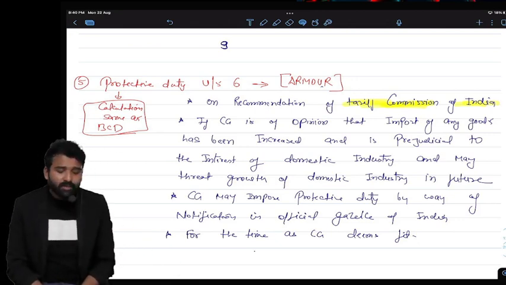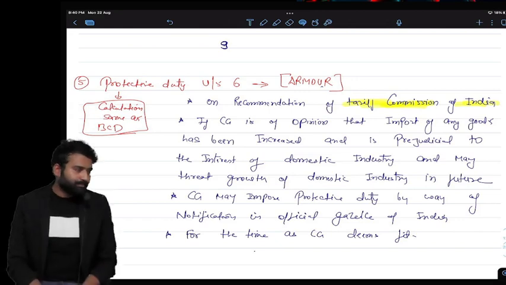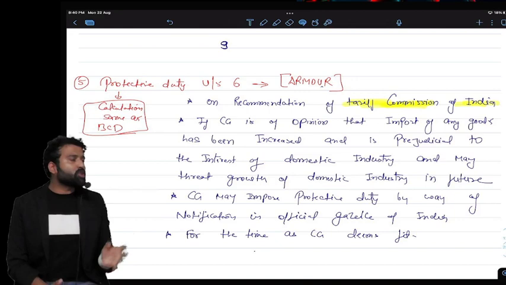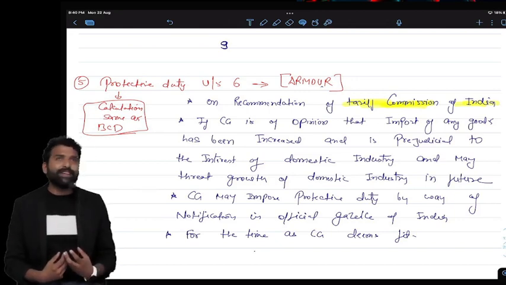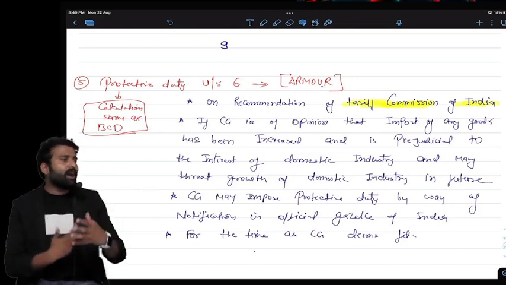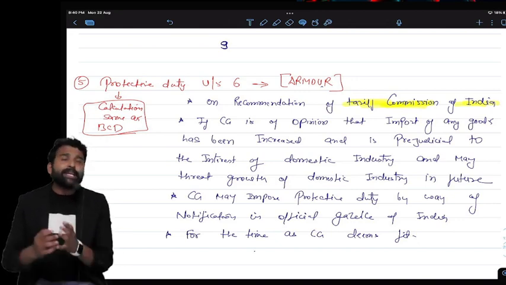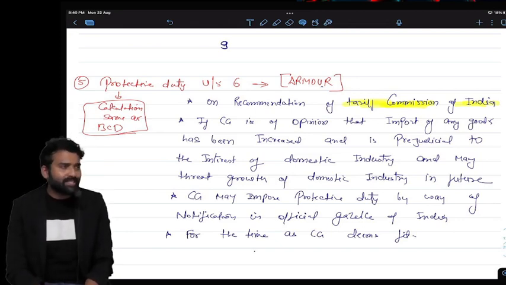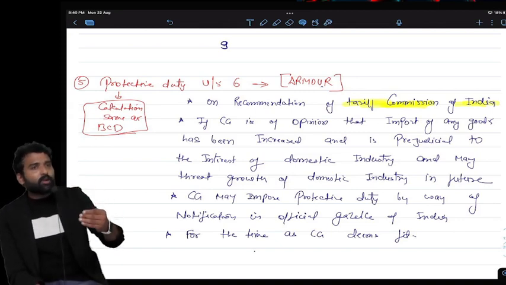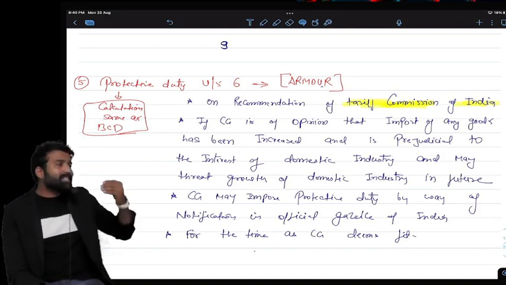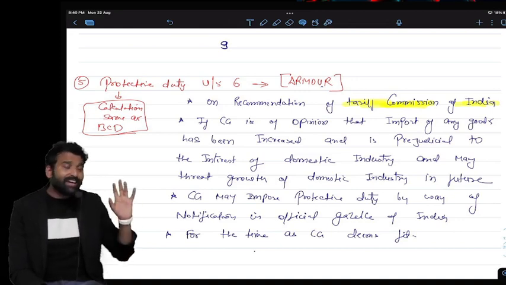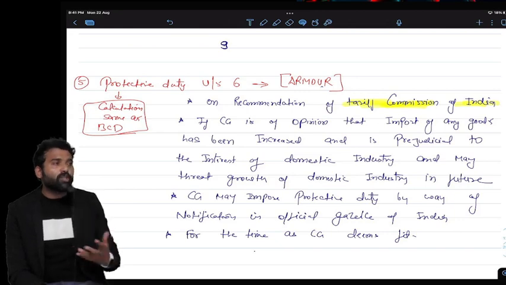Listen, this duty is more like an armor. Basically, there is a Tariff Commission of India. If the Tariff Commission of India feels that the importation of goods has increased so much that in future it will threaten the interest of the domestic industry, it will prejudice the interest of the domestic industry. So now what should I do?